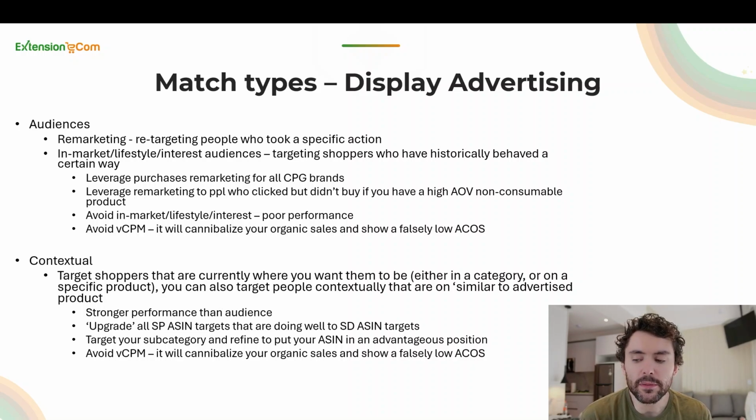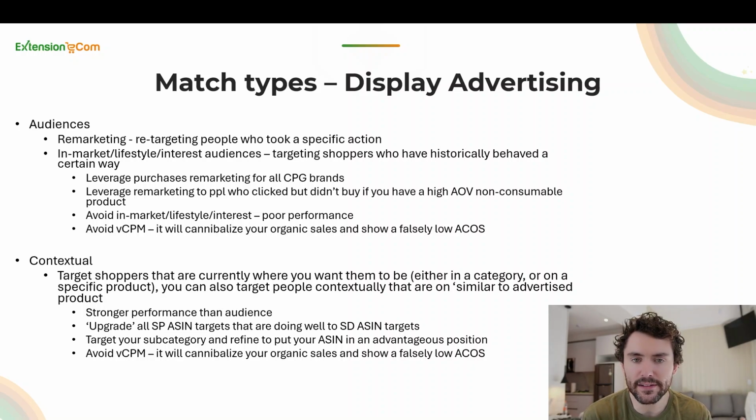For lifestyle, it's going to be shoppers who are purchasing products consistently over the course of their lifetime that are similar to what you sell. And interest is very similar to lifestyle. It's just a different look back. So lifestyle, I believe, is infinite. Interest is 365. So what you want to do with audiences is you for sure want to leverage purchases remarketing for all CPG brands. This is retargeting anybody who previously bought from you.